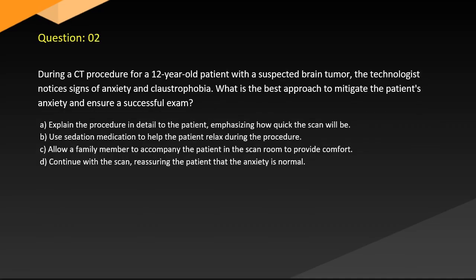Question 2. During a procedure for a 12-year-old patient with a suspected brain tumor, the technologist notices signs of anxiety and claustrophobia. What is the best approach to mitigate the patient's anxiety and ensure a successful exam? A. Explain the procedure in detail to the patient, emphasizing how quick the scan will be. B. Use sedation medication to help the patient relax during the procedure. C. Allow a family member to accompany the patient in the scan room to provide comfort. D. Continue with the scan, reassuring the patient that the anxiety is normal.